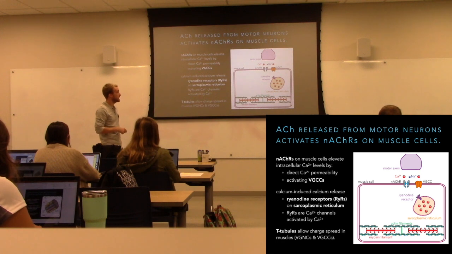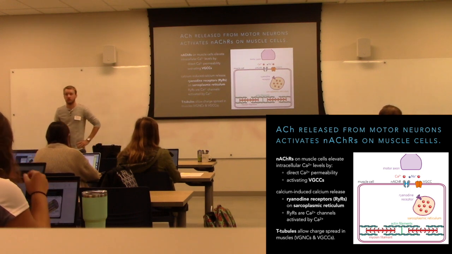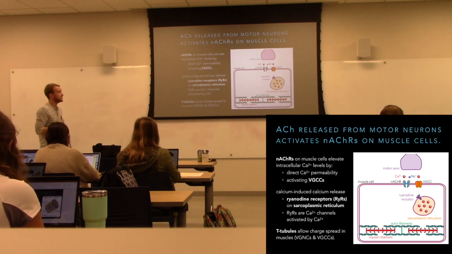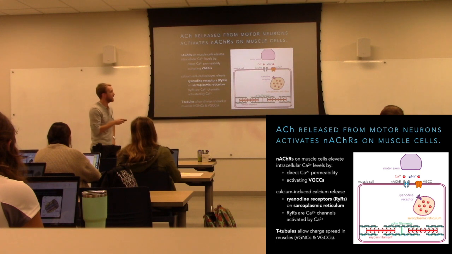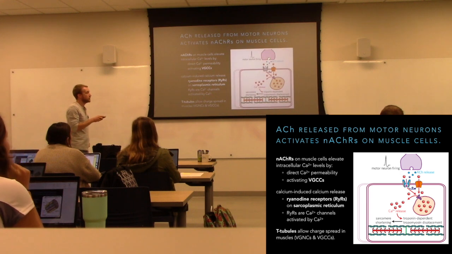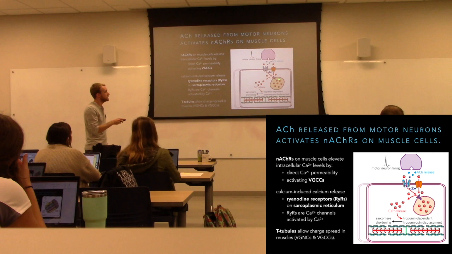These are still non-specific cation channels. They're going to allow sodium and calcium to flow in. Potassium will leave, but that's all right. We're still reversing around 0. That's more than enough to activate these voltage-gated calcium channels on the muscle cell. So when we have a little acetylcholine release, we depolarize. Calcium comes in, acts on these ryanodine receptors on the sarcoplasmic reticulum.